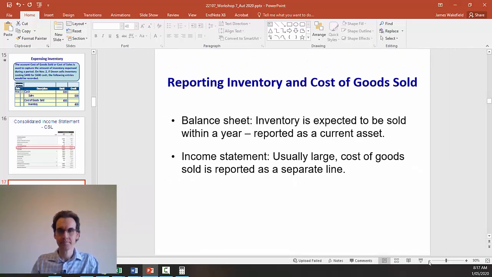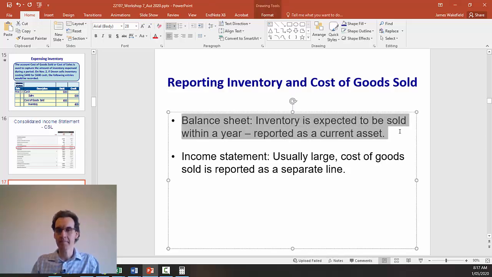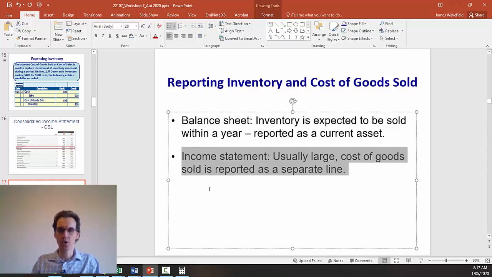So if we minimize this again, in terms of where we report inventory information: in the balance sheet, the inventory is expected to be sold within a year. Remember I said earlier today that this is captured as part of the current assets section of the balance sheet. The income statement reflects the value of the inventory that we have sold within the cost of goods sold line. So when we acquire the inventory and hold the inventory, it's in the balance sheet, current assets section generally. When we sell it, it ends up as a cost of goods sold in the income statement.